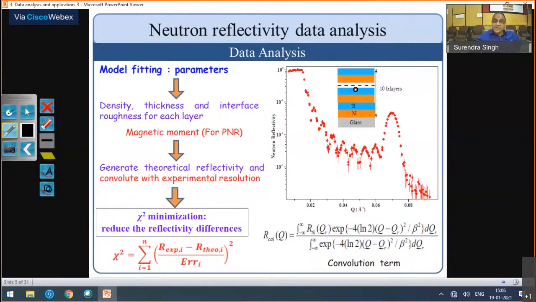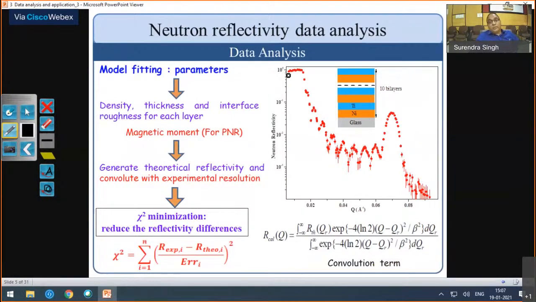And if you have a magnetic sample and you have polarized neutron reflectivity data, then you have an additional parameter, which is called magnetic. So for each layer you make this information available in an input file. Then we generate a theoretical reflectivity pattern from these input files.